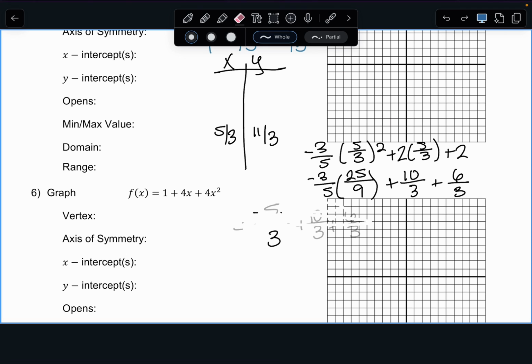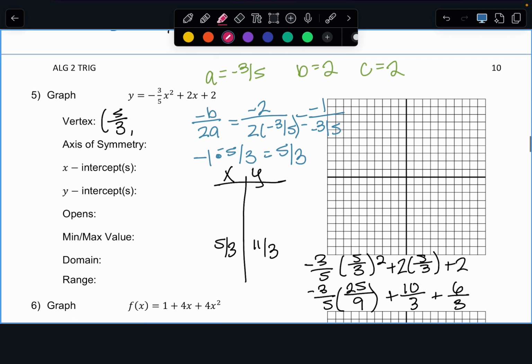Because would we all agree that if I tried to use my 1, 3, 5, 7 up here, it's not going to be 1, it's going to be 3/5, and then it's going to be 9/5, and then it's going to be 21/5, and I'm going to keep having to deal with fractions. I don't want to do that. There's another nice, pretty point that I can get from A, B, and C. What's that point? 0, C, 0, 2.